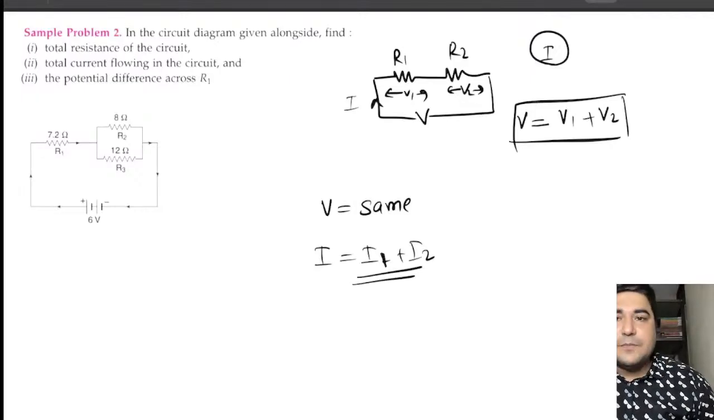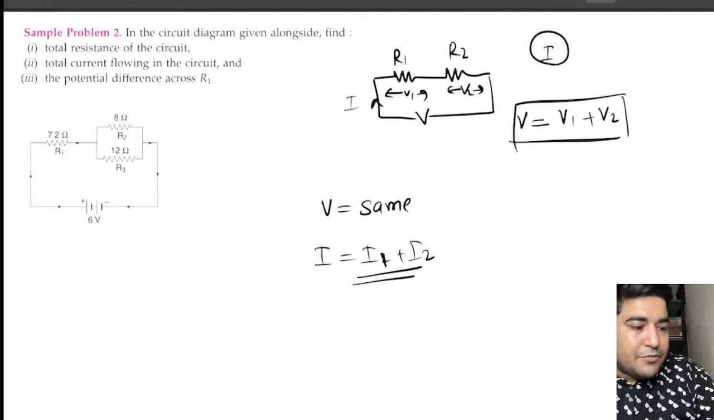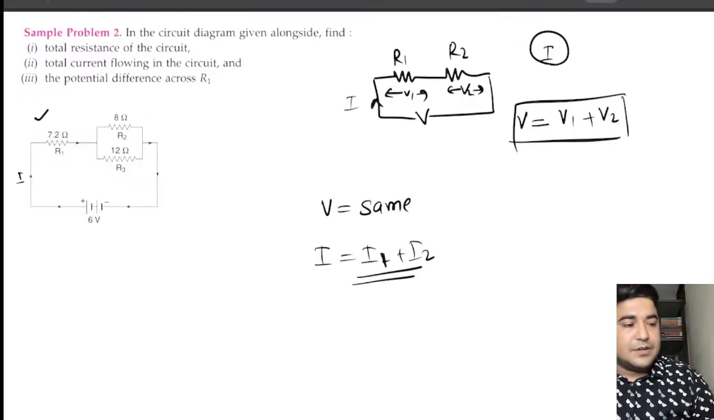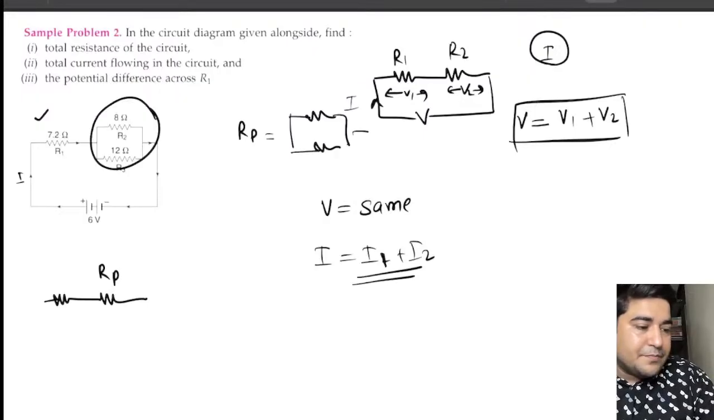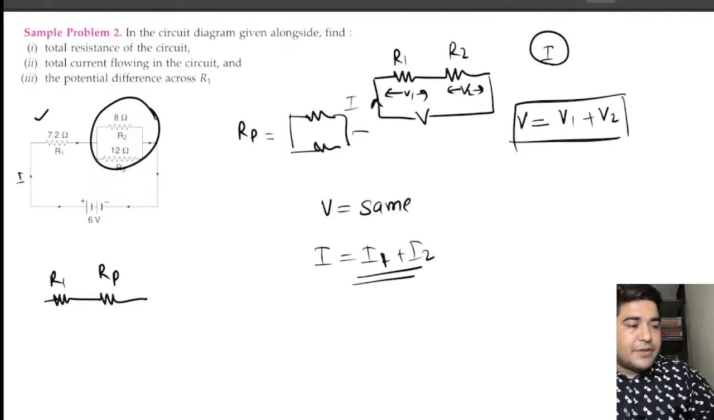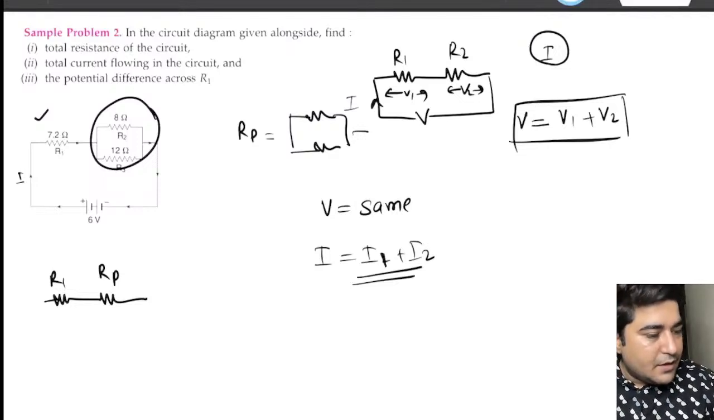So with this principle, one thing is understood to us: whatever the value of current might be, the current would be the same across the R1 resistor, and the current is going to be the same across RP, which is the solution of this combination. So across RP also the value of current is going to be the same. Now solving these values, let me just remove everything.